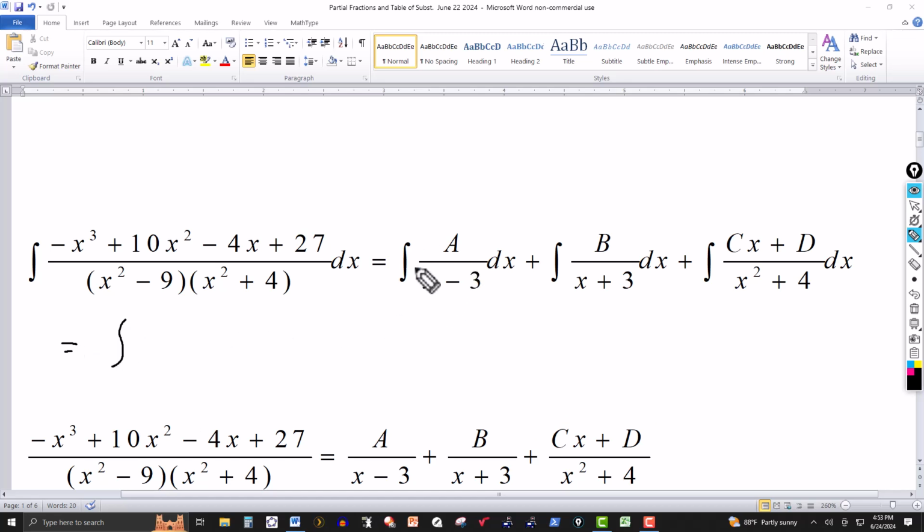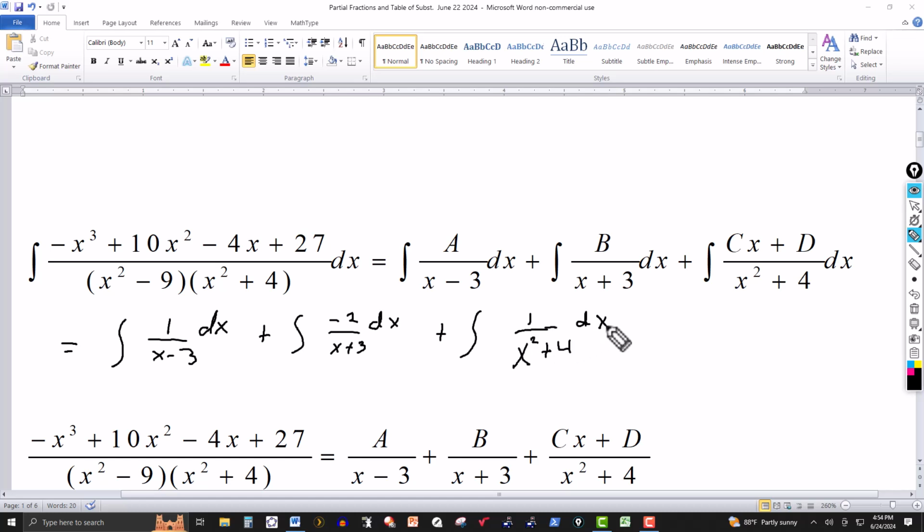So for the first integral, A was 1, so this will be the integral of 1 over x minus 3 dx plus integral B, we got negative 2. This will be negative 2 over x plus 3 dx plus integral C was 0, so this x term cancels here. D was 1, so I get 1 over x squared plus 4 dx.